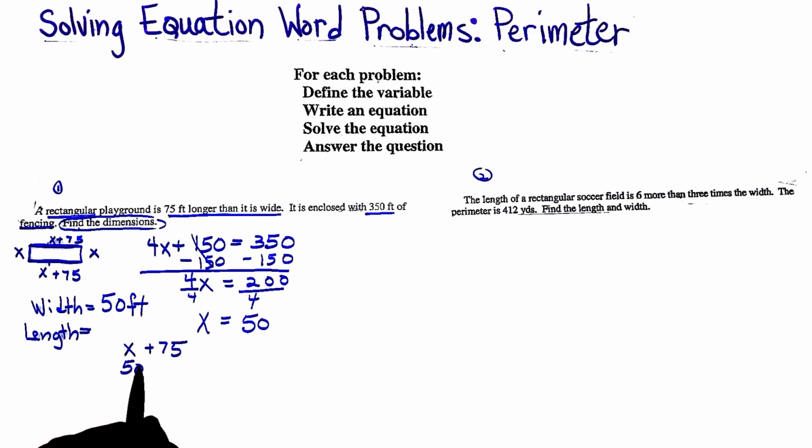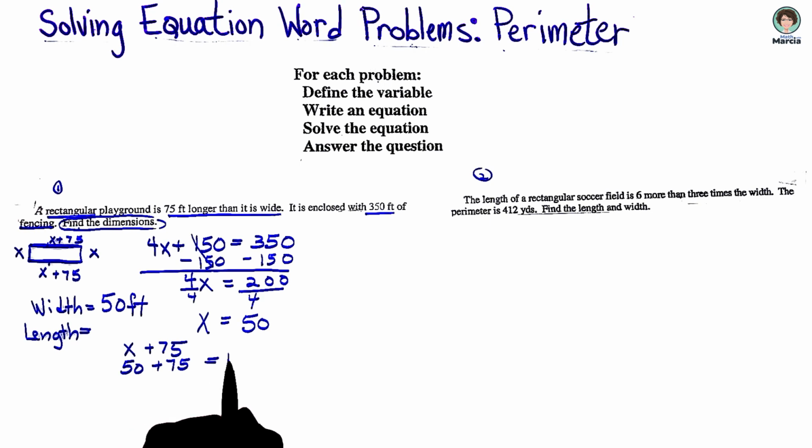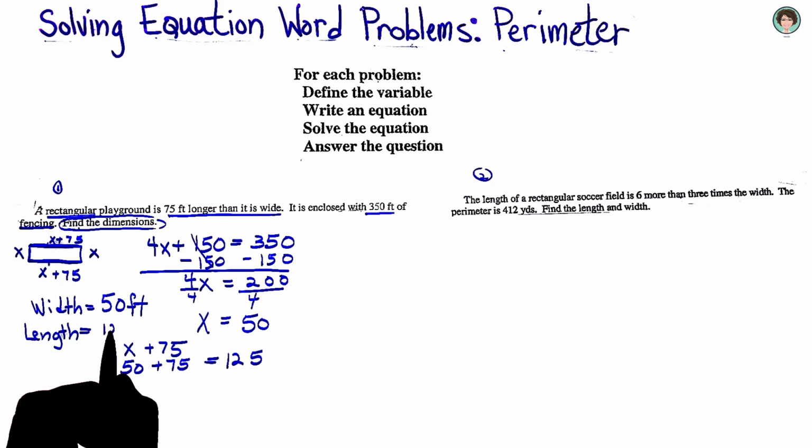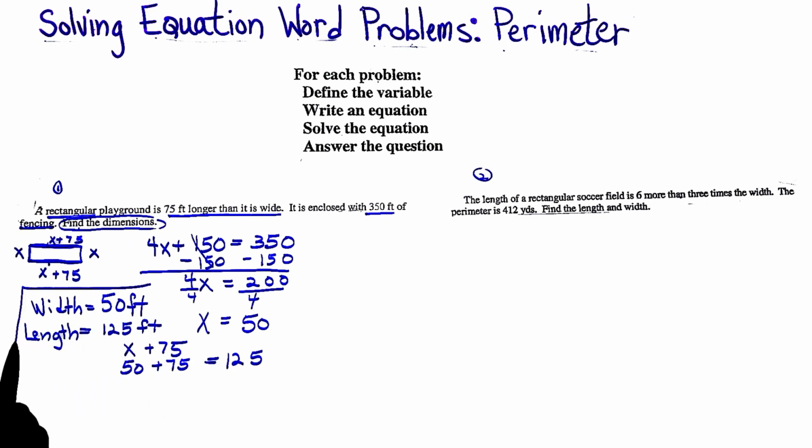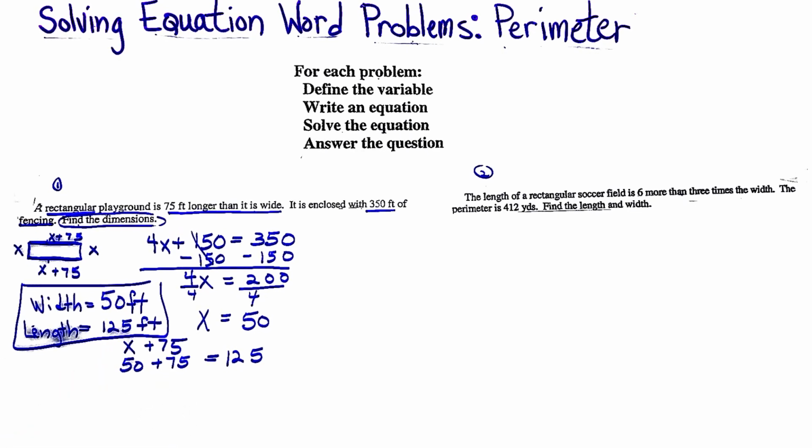So we're just going to add 50 plus 75, and we know that that is equal to 125. So our length is 125 feet. And there are our 2 dimensions of our playground that we needed.